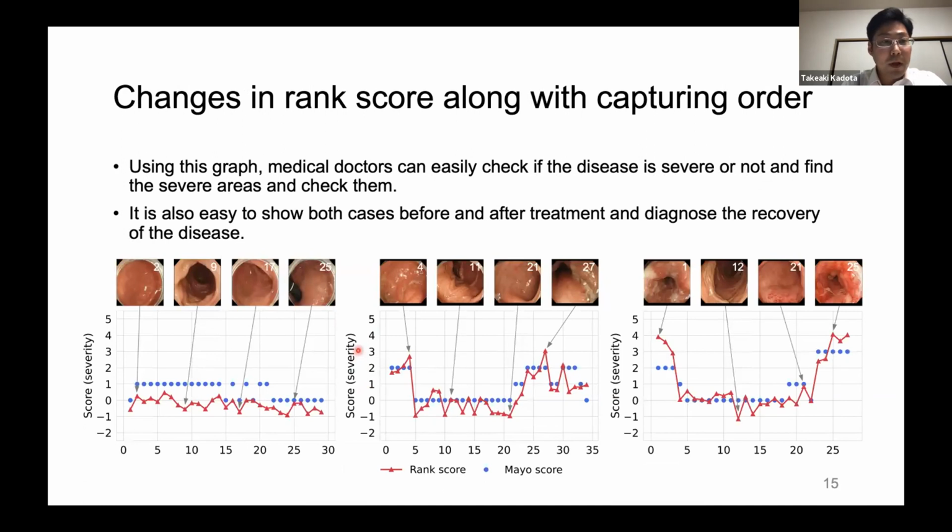Finally, we show an example of application of the proposed method. In clinical practice, a medical expert checks all images, finds the most severe images, and diagnoses the severity of UC. This figure shows 3 examples of the changes in the rank score. The horizontal axis indicates the capturing order in a sequence. The vertical axis indicates the estimated rank score.